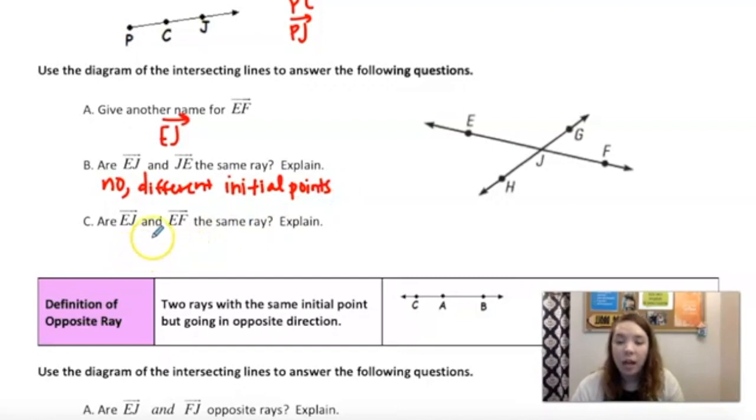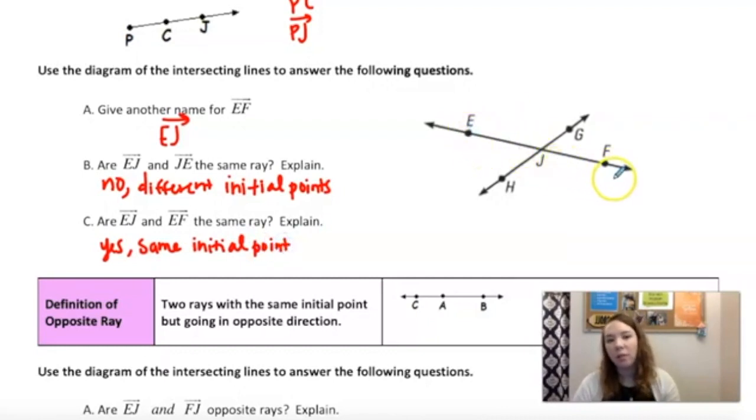Are EJ and EF the same ray? So they have the same initial point. That's good. So we have EJ and EF. Those would be the same. Yes, same initial point. Okay, and they're on the same line. So they can't just both start with E. They also have to be on the same line.